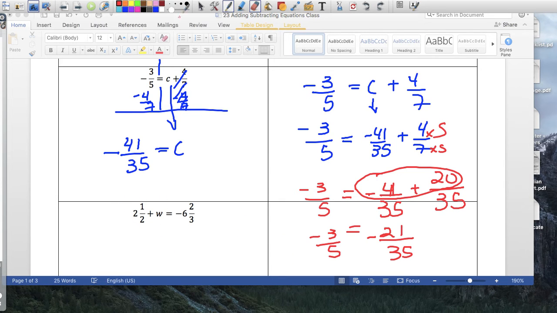Well, I can simplify. So this is negative 3 over 5. That stays the same. Here, I divide this by 7 and divide this by 7. Negative 21 divided by 7 is negative 3. 35 divided by 7 is 5. So you can tell they are the same.